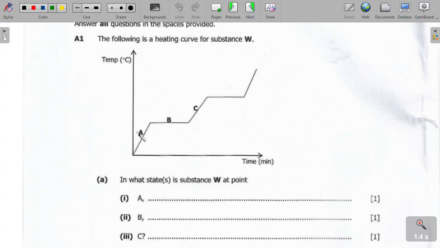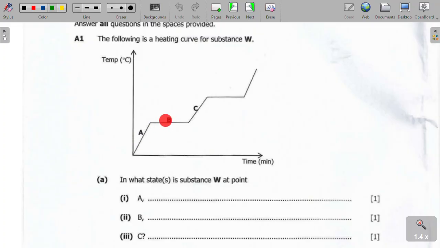Let's talk about point A. This is the start, before any plateau. The plateau is the flat constant line horizontally. Point A here shows solid altogether. The examiner might change and swap A to start from here, B to start from here. So you must understand that from here to that point means solid.